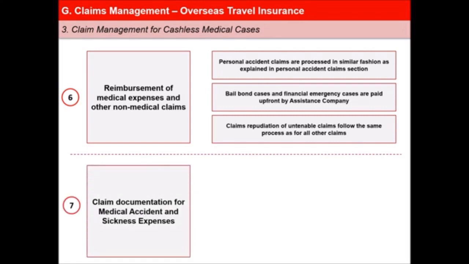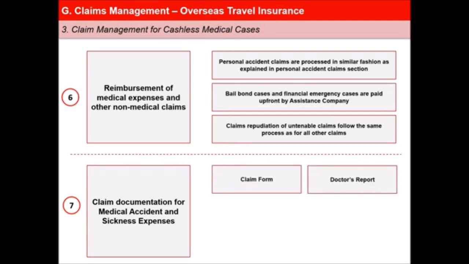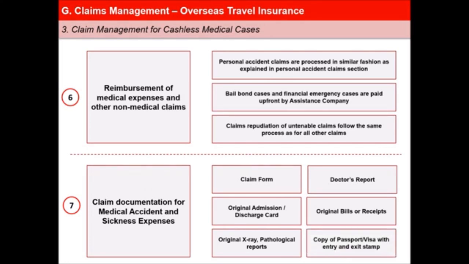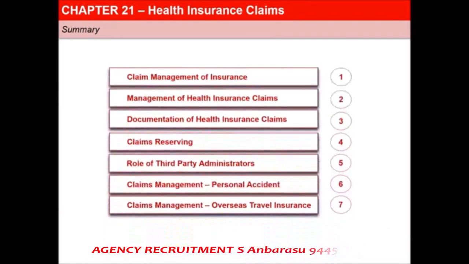Claim documentation for medical accident and sickness expenses includes claim form, doctor's report, original admission or discharge card, original bills or receipts or prescription, original X-ray reports or pathological or investigative reports, copy of passport or visa with entry and exit stamp. Here is a quick look at the topics covered in this chapter.